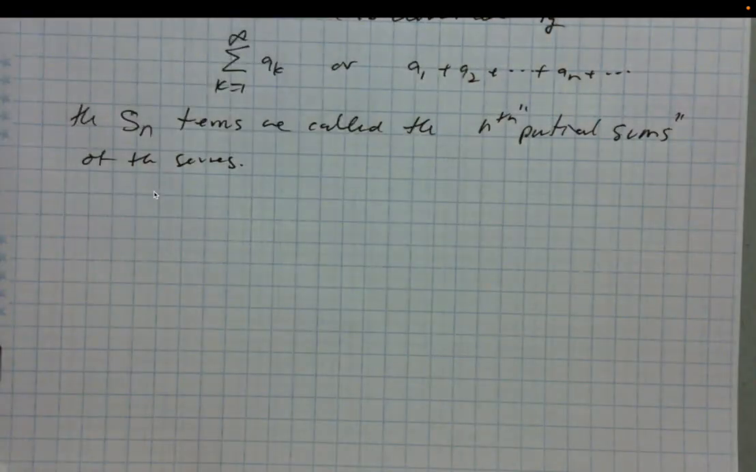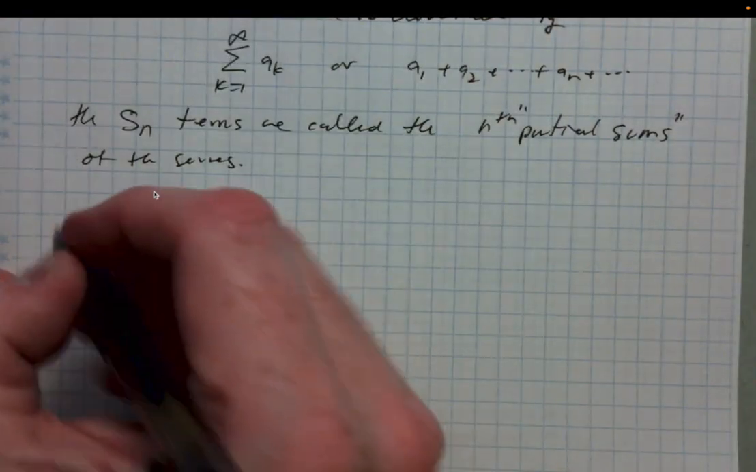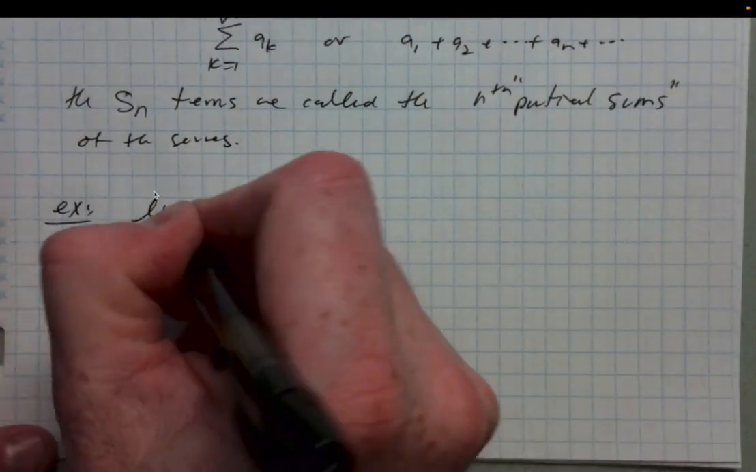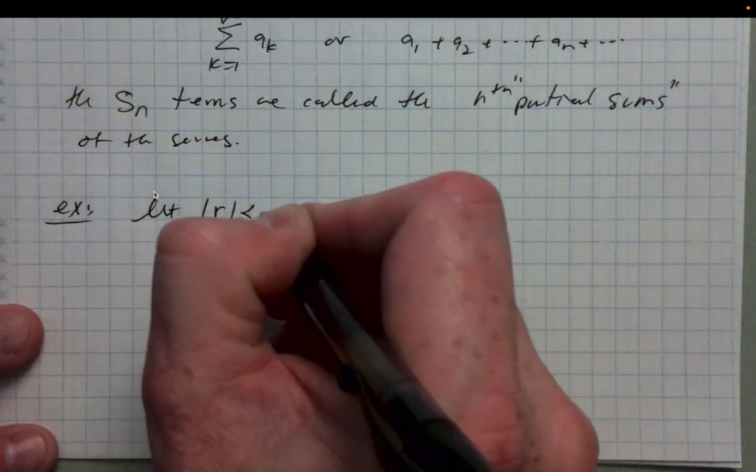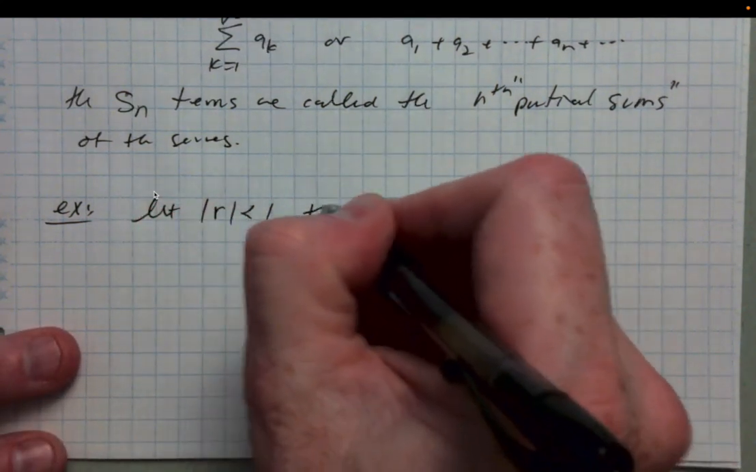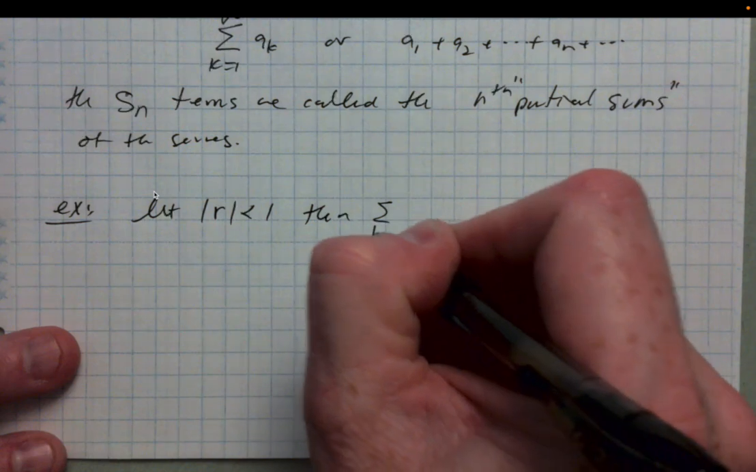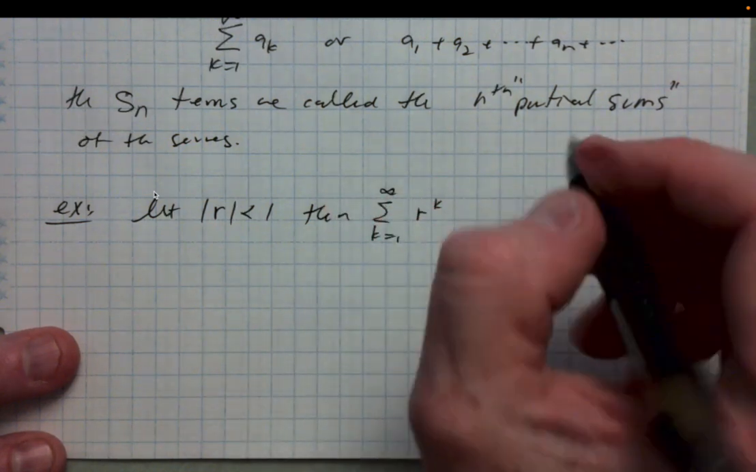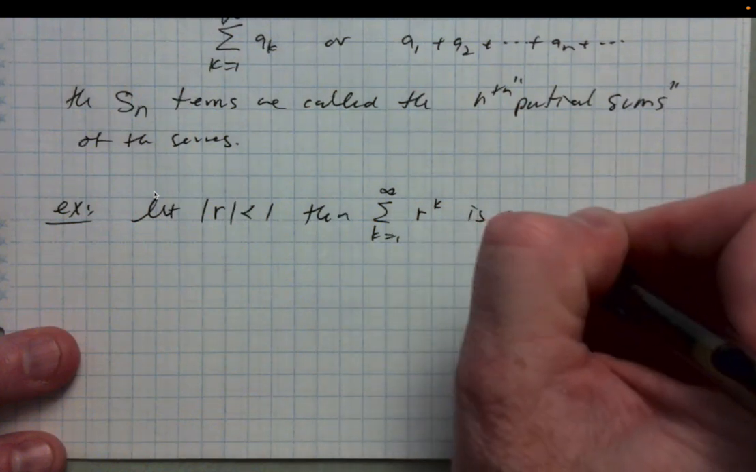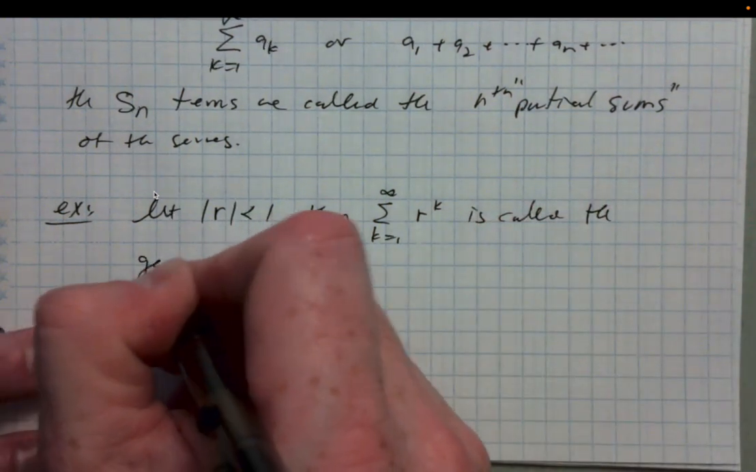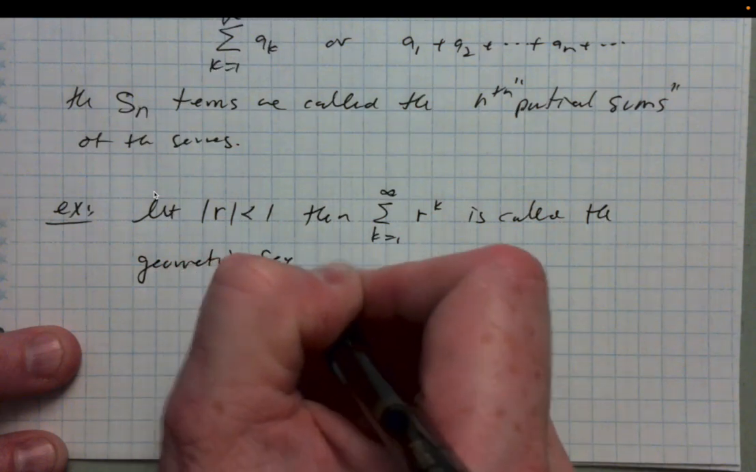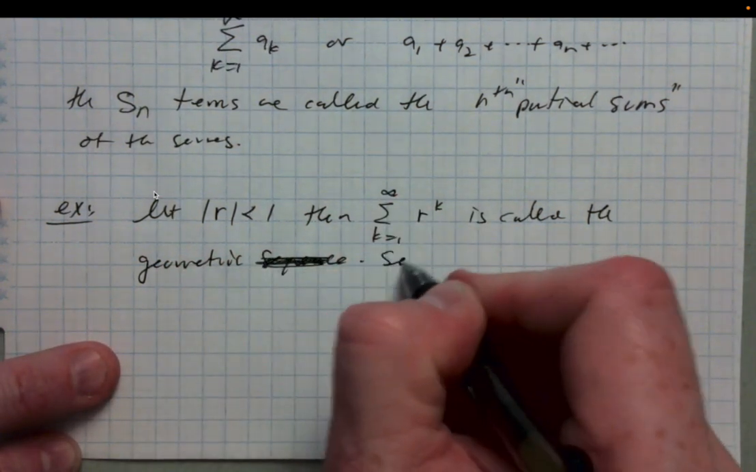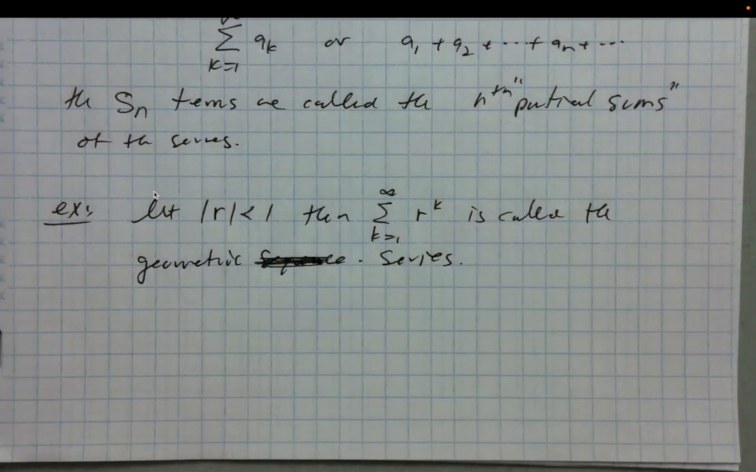So let's do an example. Let's take a look at an example. Famous example. This is the geometric series. So let r, absolute value of r, be less than 1. Then the sum, k equals 1 to infinity of r to the k power, is called the geometric series.